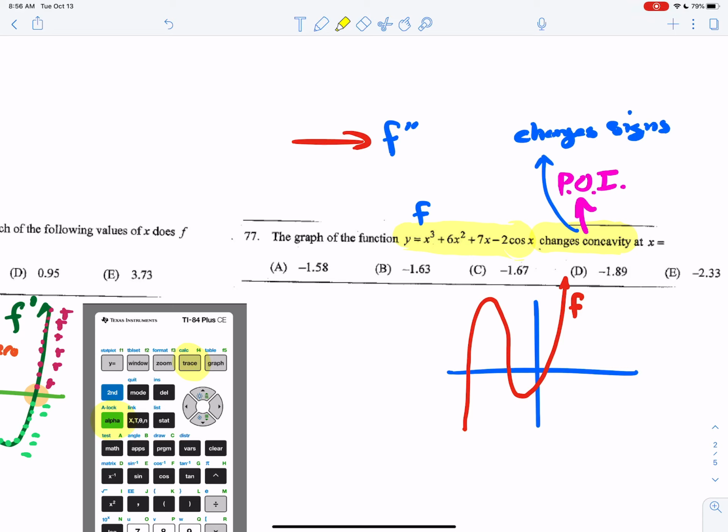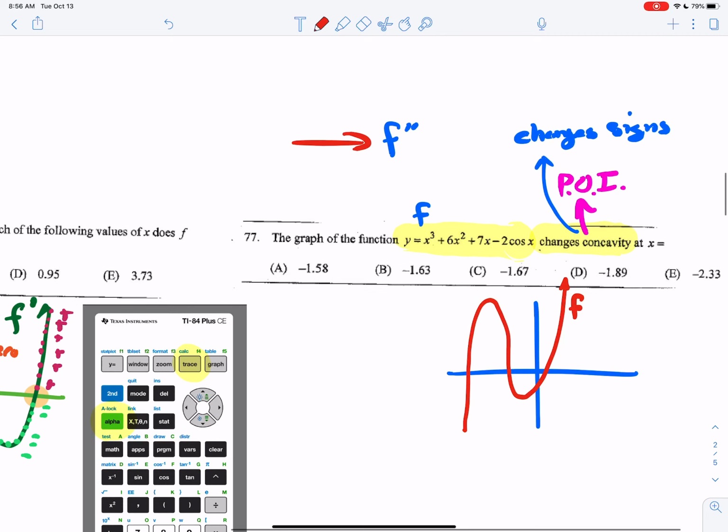But let's be strategic about this, okay? That 0 looks like it's somewhere close to -2. Okay, but a little bit before -2. So I can cross out E, and I can cross out A, B, and possibly even C, because it's closer to the -2 than it is at the halfway point. So if you had no idea how to calculate it, you could at least guess that it was D here. But let's go ahead and confirm. Go ahead and calculate it.